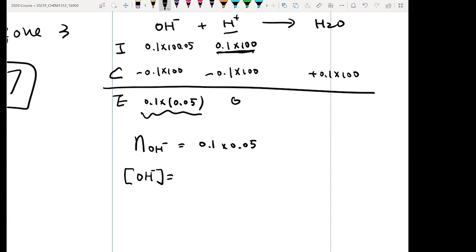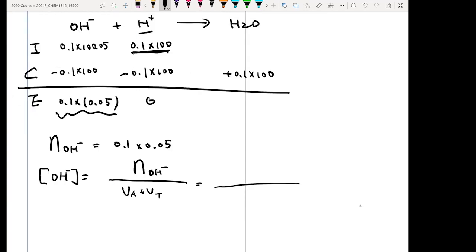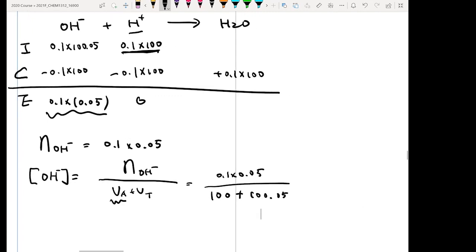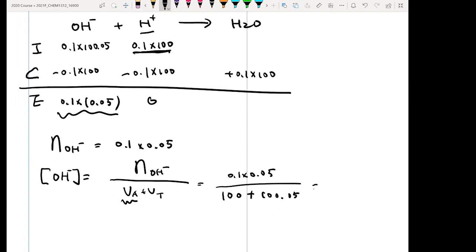So you want to actually calculate your OH minus concentration, which can be obtained from the number of moles of OH minus divided by your V total. Your V total will be the volume of your analyte plus the volume of your titrant. The number of moles of your OH minus is 0.1 times 0.05. The volume of your analyte is 100, right? Volume of your titrant, 100.05, right? So you can actually calculate your OH concentration.